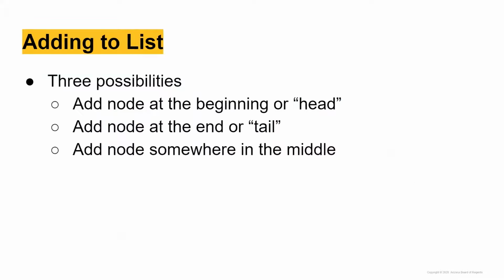All right. So let's talk about adding a node to our list, because right now our list is just kind of a figment of our imagination. We have some object called a list that doesn't really point to anything or do anything or know anything, right? So when you're adding to a list, there are 3 possibilities. You can add a node at the beginning of the list, which is called the head. You can add a node at the end of the list or the tail of the list, or you could add a node somewhere in the middle.